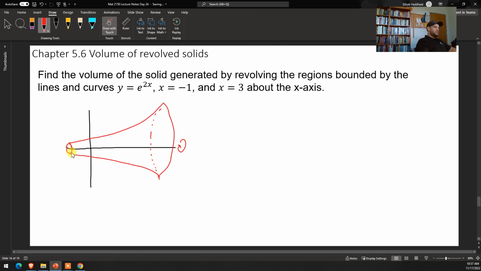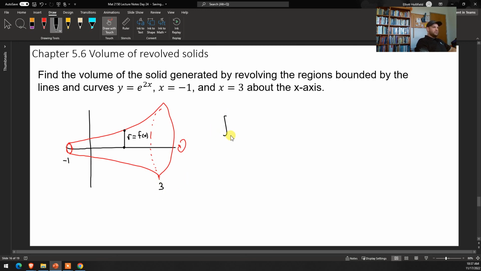And we should get some kind of cone looking thing. Kind of looks like a megaphone. So here you are over here, shouting into the megaphone, and your voice gets amplified out the other side. Now, at any point along our object, the function itself defines the radius. And we need to integrate from -1 to 3.